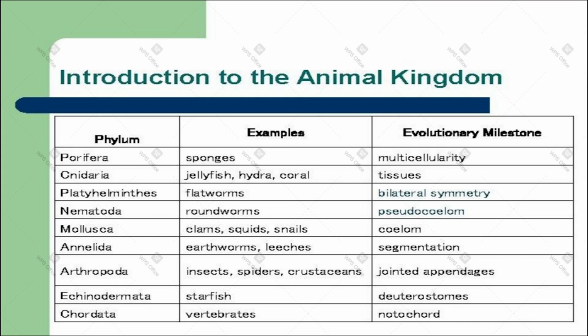Annelida is comprised of mostly the earthworms and leeches. Beg my pardon for what I said as arthropods. Instead, it's basically the earthworms and the leeches.